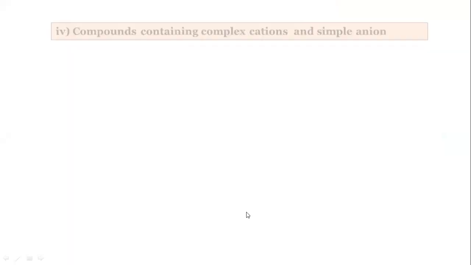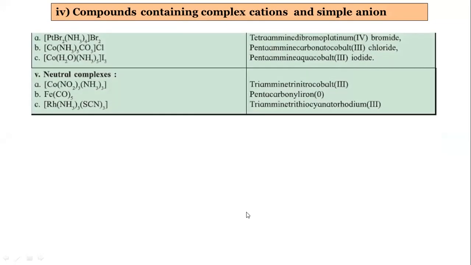I will take the next examples. These are some coordination compounds containing complex ions and simple anions. Now see how to identify whether the complex is positively charged or negatively charged. On the right-hand side here is Br2, here is Cl, here is I3. All these will dissociate. All these are negatively charged: Br minus, Cl minus, I minus. So automatically the charge on the complex will be positive, remember. So all these complexes are cationic complexes. These are not anionic complexes, remember. So the nomenclature system is the same.